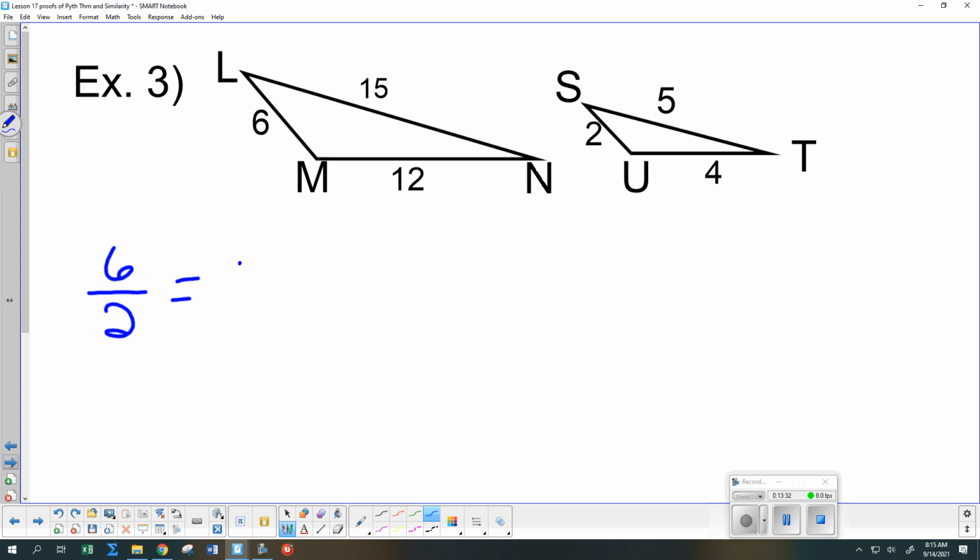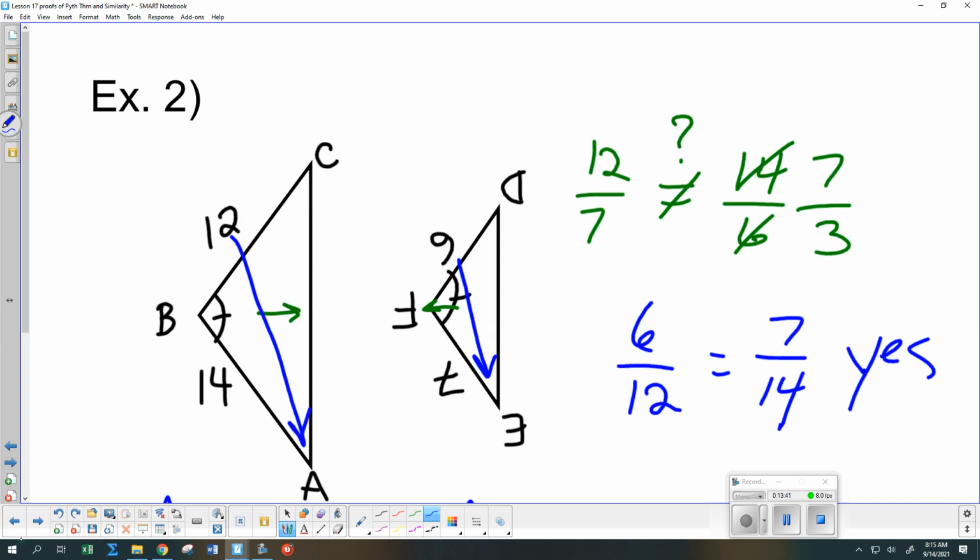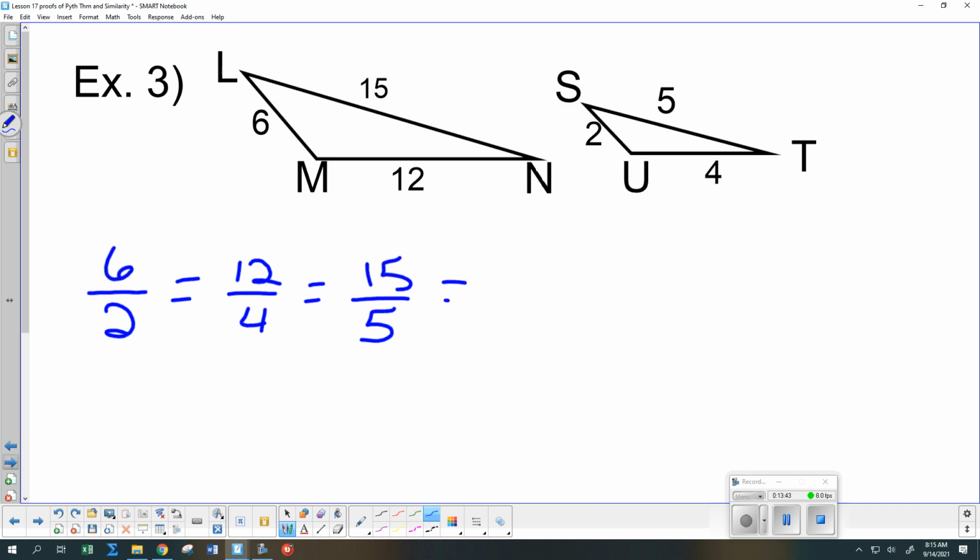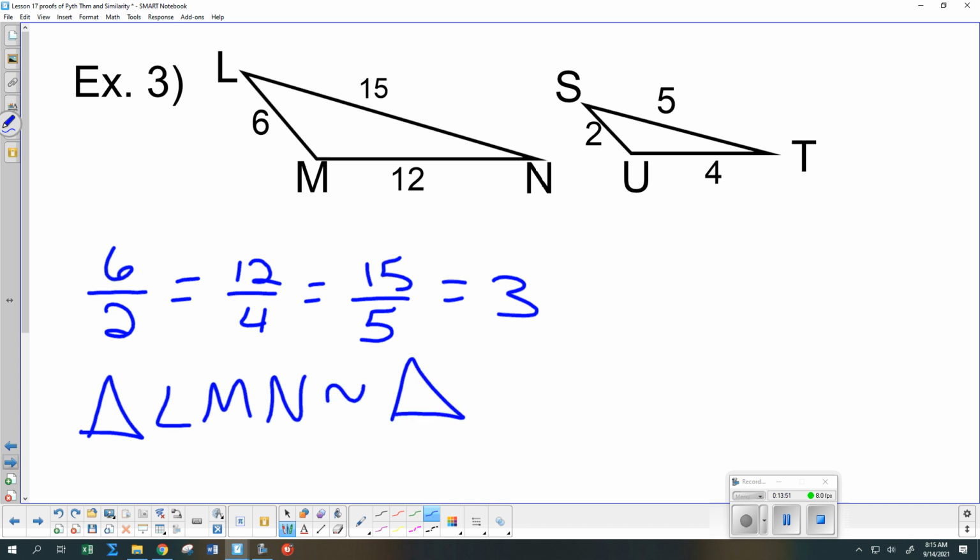And 12 over 4 and 15 over 5. Are those all equal? Yes, because they all equal 3. So we don't already have the similarity statement. So LMN is similar to the other triangle.